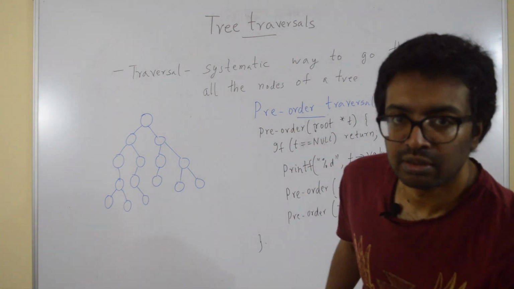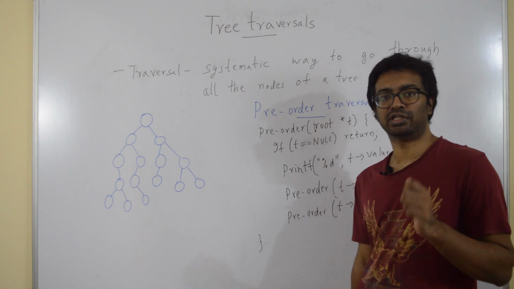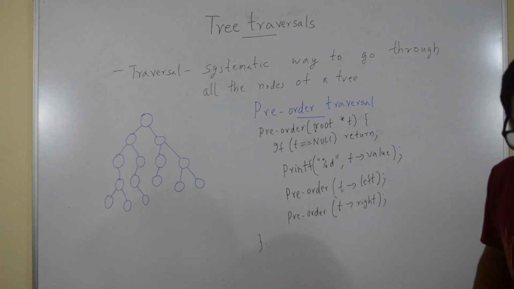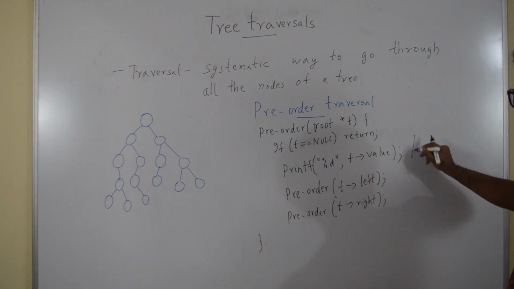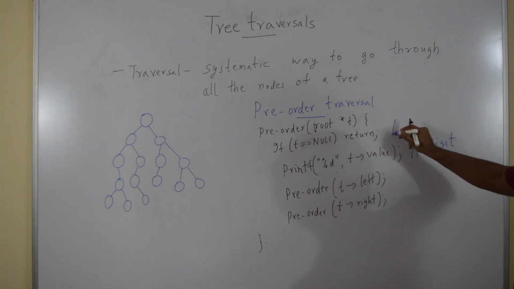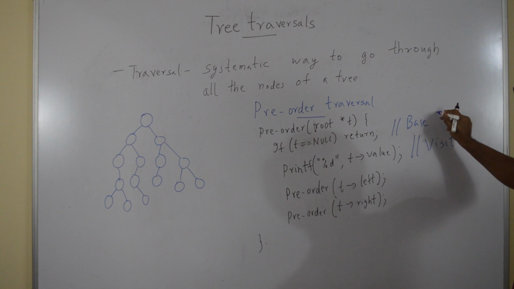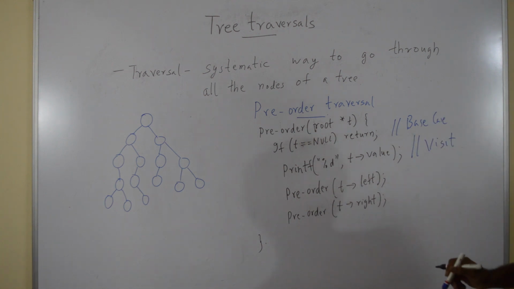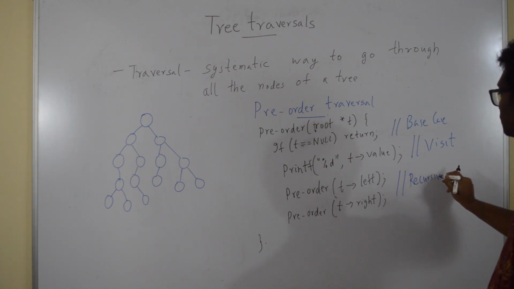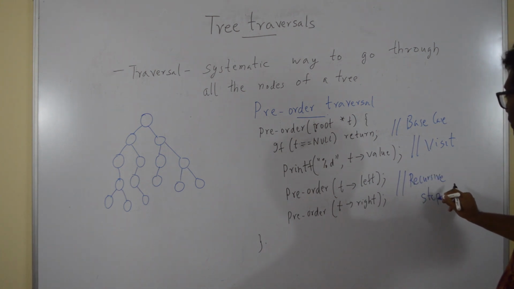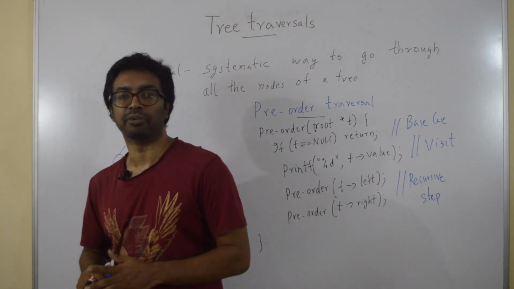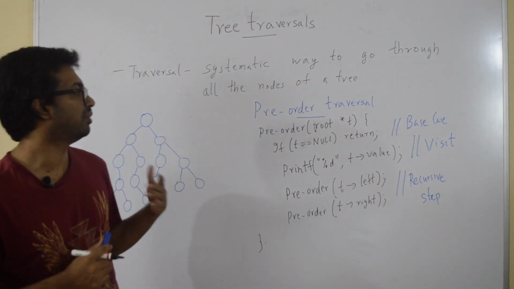Okay, let's do that. What is the first node it's going to visit? So this is the visit statement, and this is the base case now. The base case is when you get a null pointer, and these are my recursive steps. Every traversal will have these three parts. Every tree traversal is going to have these three parts.